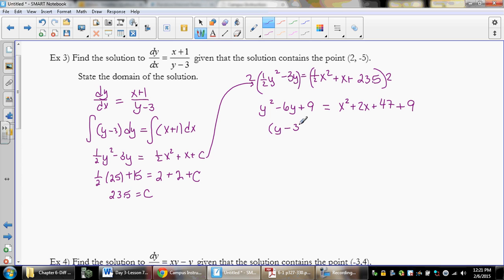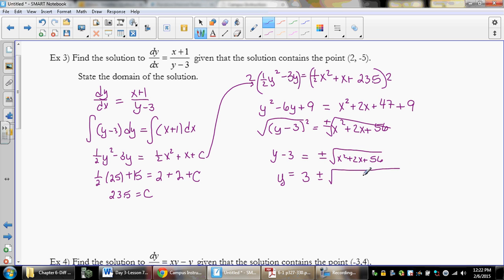So this becomes (y minus 3) squared equals x squared plus 2x plus 56. And then I'm going to square root both sides. And remember, when I square root both sides, you need to give it a plus or minus. So y minus 3 equals plus or minus the square root of x squared plus 2x plus 56. And then from there, I'm going to have y equals 3 plus or minus the square root of x squared plus 2x plus 56.